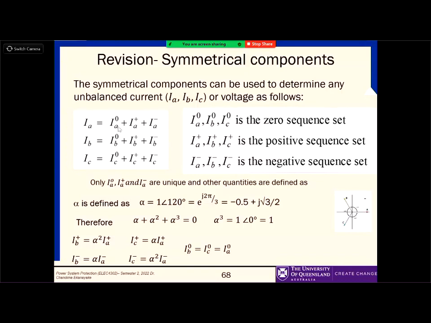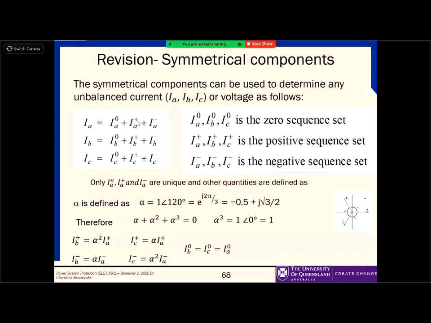Now remember, there is a relationship between these components as well. IA zero, IB zero, IC zero, are they equal or not? They are equal. That is the definition. Zero sequence components are equal. And when you are looking at the positive sequence, we know the magnitudes of IA plus, IB plus, and IC plus are equal, but they have 120 degrees phase difference. The same for negative sequence.